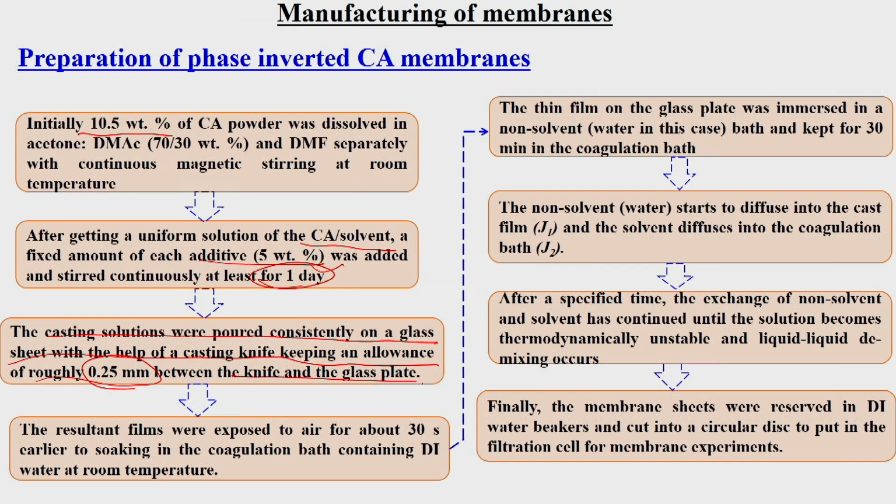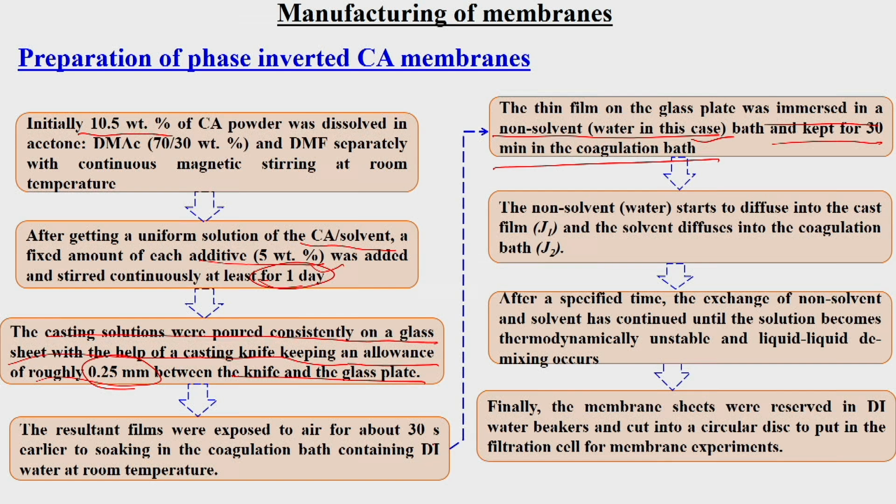Then the knife is moved from one side of this glass plate to the other side. The resultant film was exposed to air for about 30 seconds prior to soaking in the coagulation bath, which contains deionized water at room temperature. Then the film on the glass plate was immersed in a non-solvent, water in this case, and kept for 30 minutes in the coagulation bath. So, there the phase inversion will take place.